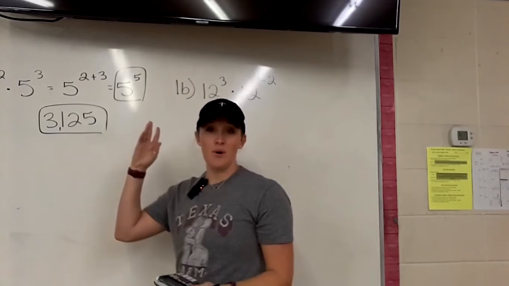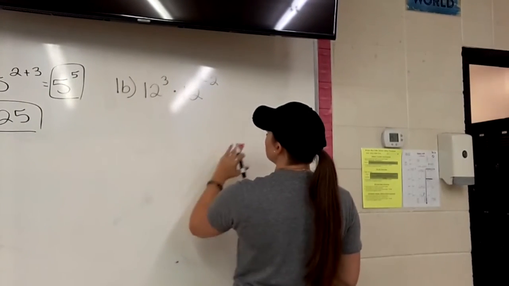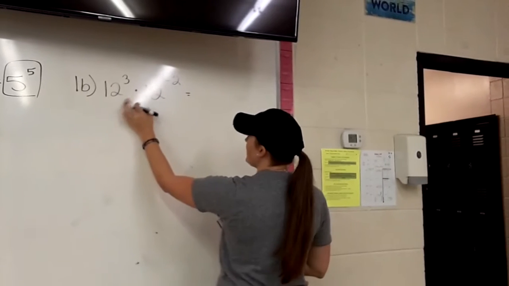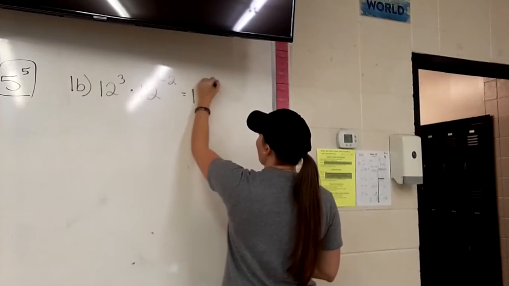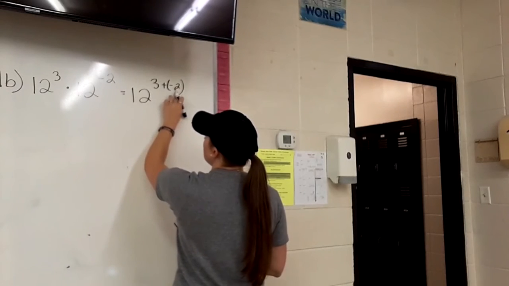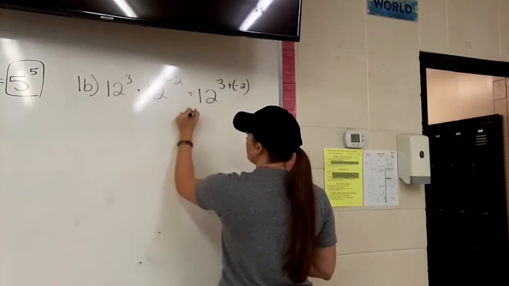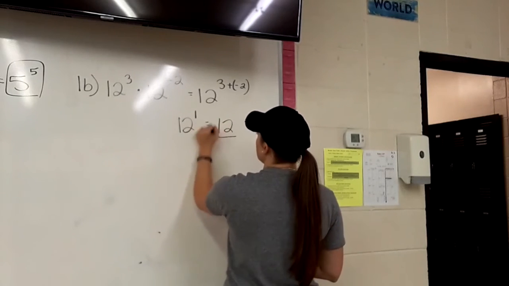So anyways, 1b. We have 12 to the 3rd power times 12 to the negative 2nd. Since it's the same base being multiplied, we can add our exponents. 3 plus negative 2 basically comes out to 3 minus 2, which is 1. 12 to the 1 just equals 12.